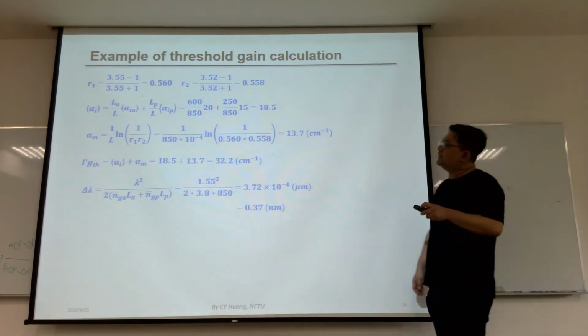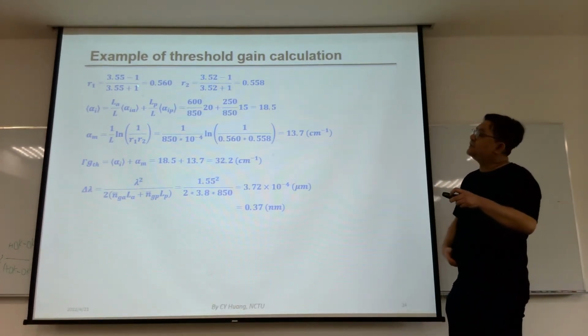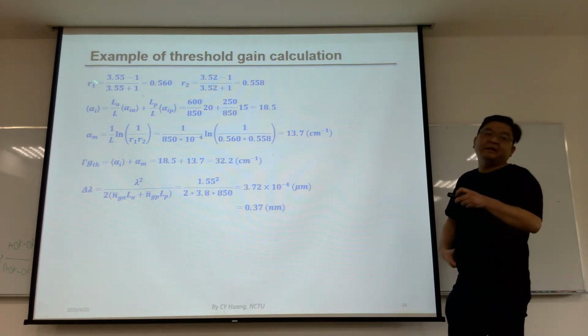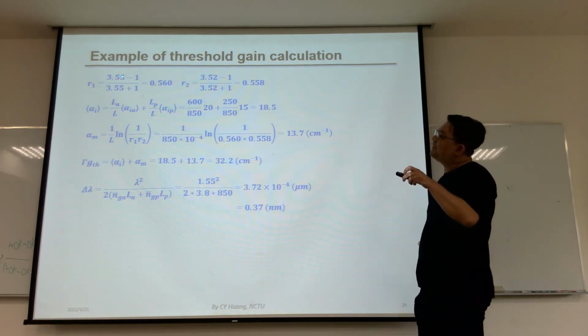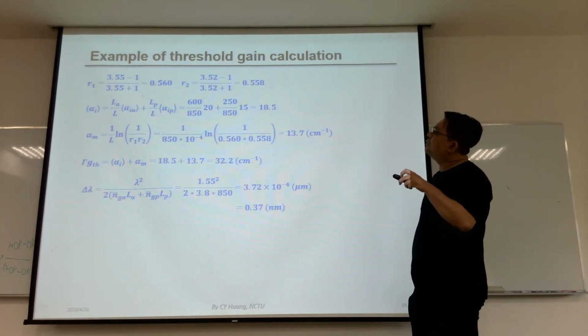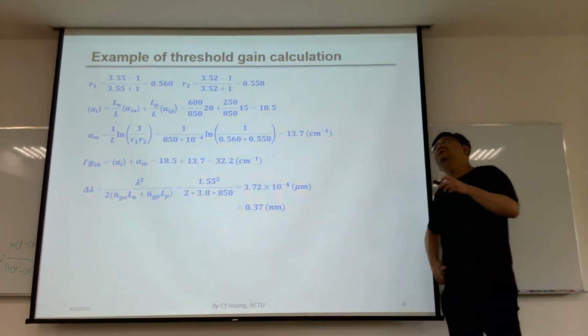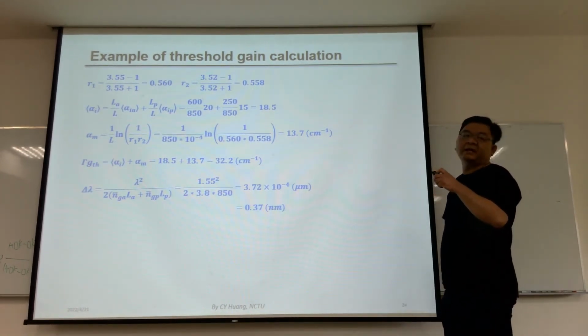So let's start with the reflectivity of the two mirrors. Since the refractive index of the first segment is 3.55, this is the Fresnel equation for the reflectivity. So R1 is (3.55 minus 1) divided by (3.55 plus 1). The R1 is 0.56, and the R2 is 0.558.